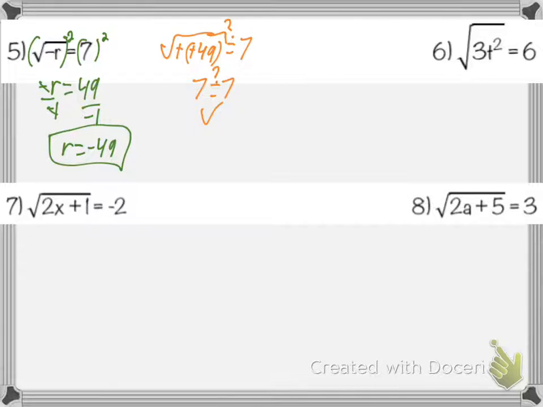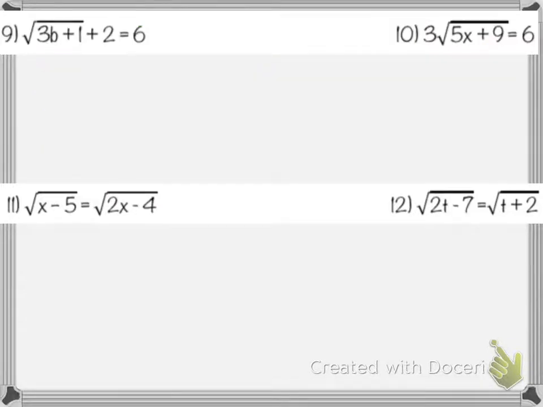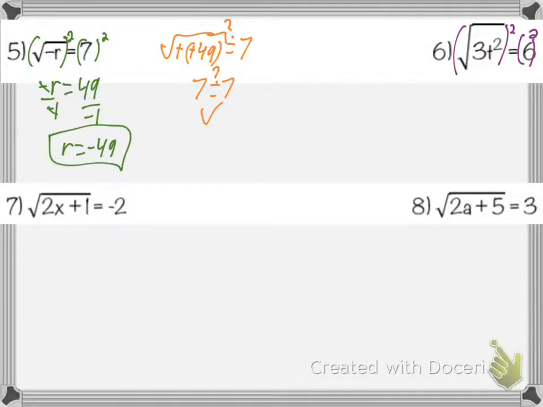Let's try number 6 here. So the square root of 3t squared equals 6. Radical is isolated, nothing else with it on this side, because everything's underneath the radical. So we move on to squaring both sides. And we end up getting 3t squared is equal to 36. Continuing on, we have to divide by 3.